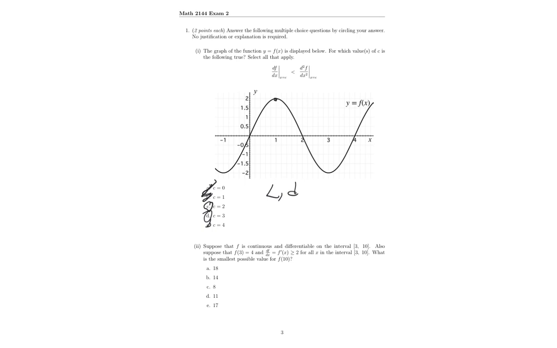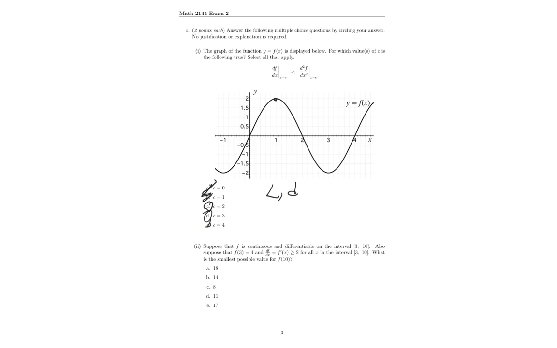For part 2, suppose that f is continuous and differentiable on the interval from 3 to 10. Also suppose that f of 3 equals 4, and df dx, which is f prime, is greater than or equal to 2 for all x in the interval from 3 to 10. What is the smallest possible value for f of 10?